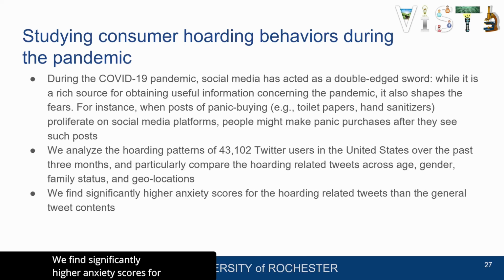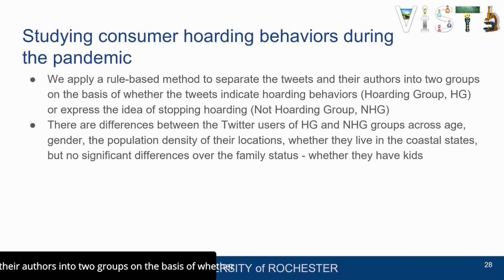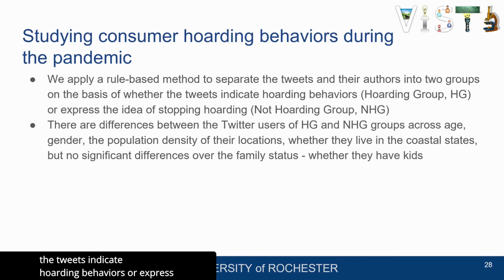We find significantly higher anxiety scores for the hoarding-related tweets than the general tweet contents. We applied a rule-based method to separate the tweets and their authors into 2 groups, on the basis of whether the tweets indicate hoarding behaviors or express the idea of stopping hoarding. There are differences between the Twitter users of HG and NHG groups across age, gender, the population density of their locations, whether they live in the coastal states, but no significant differences over the family status, whether they have kids.